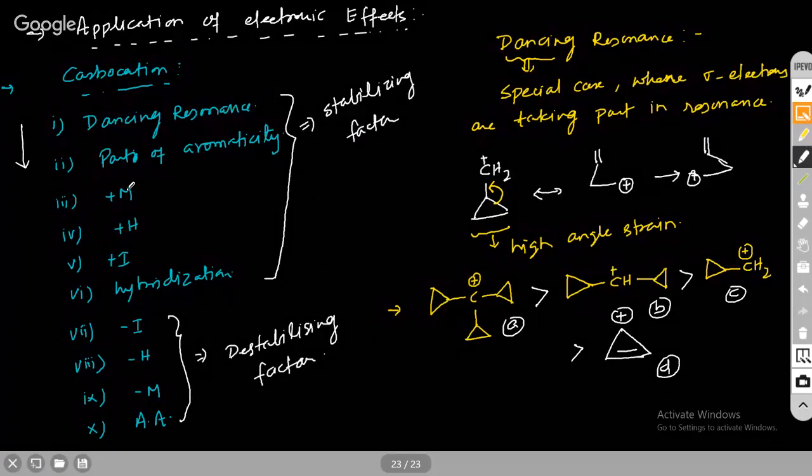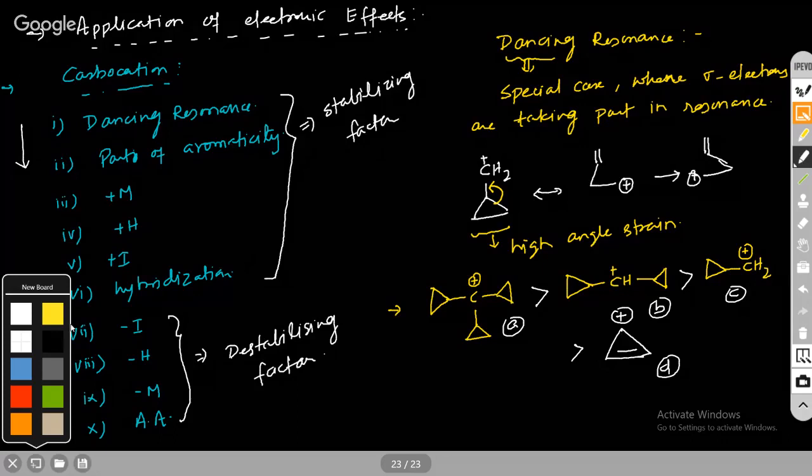Now, on the basis of this only, the question that we are going to discuss now has application of all these factors which affect the stability of carbocation. Correct? So now we are going to discuss the questions here.